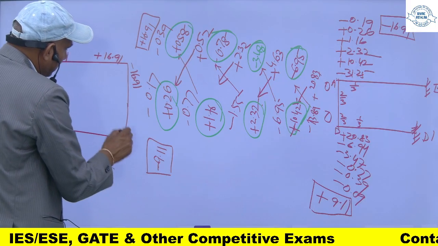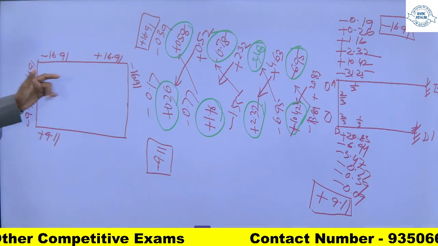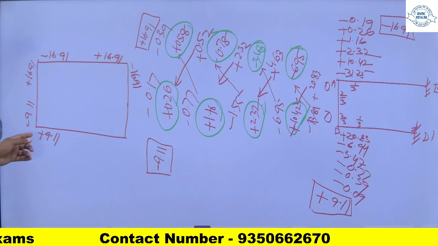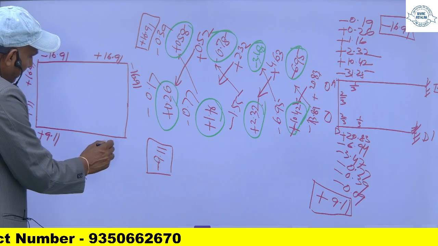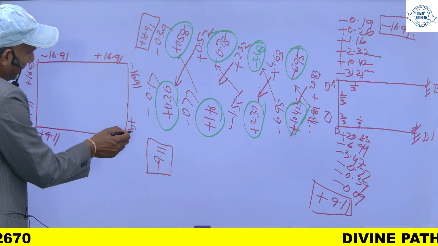This will not be this. Since this is not symmetrical to this, this moment will be different. There is a UDL, so it will be minus 9.11, and if this is minus, then it will be plus 9.11.